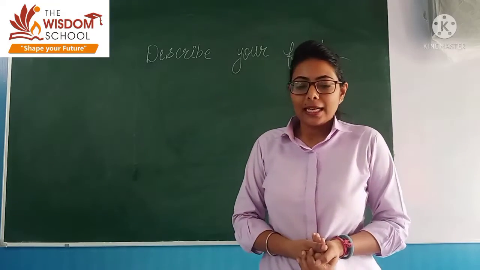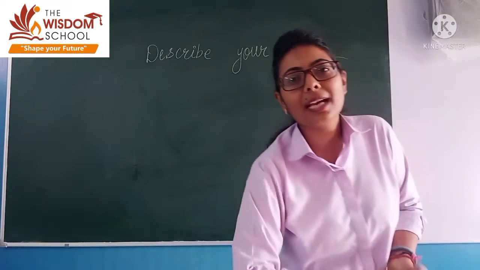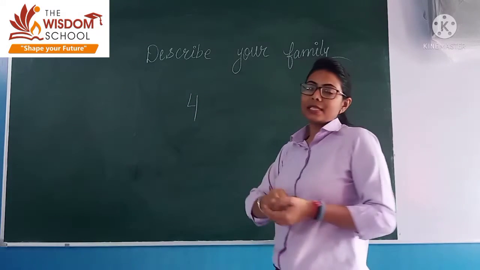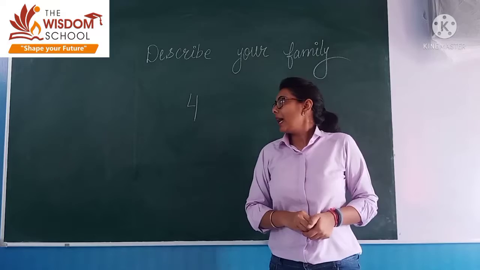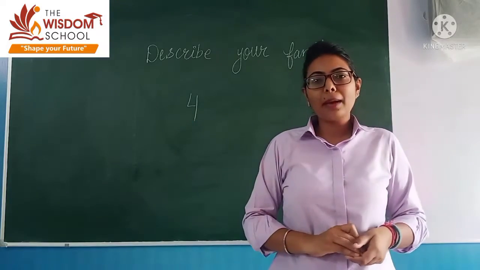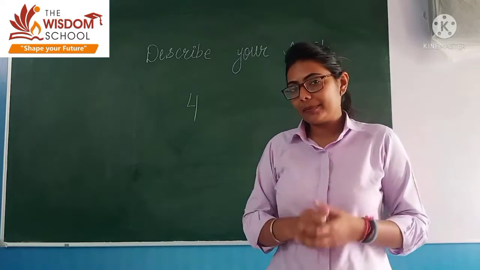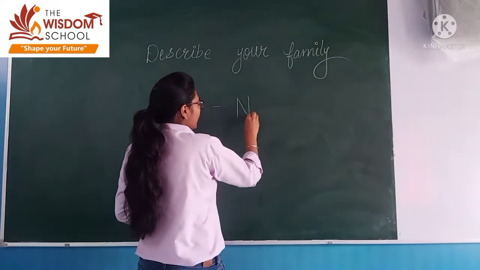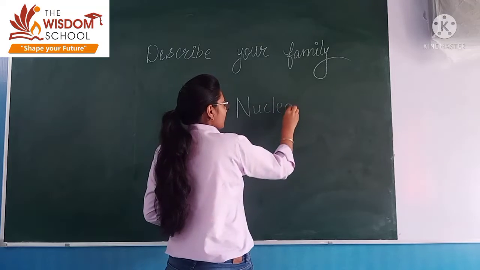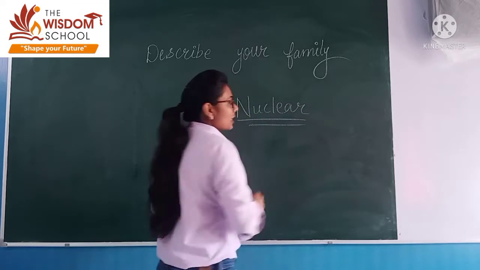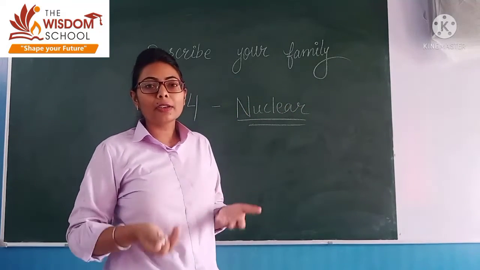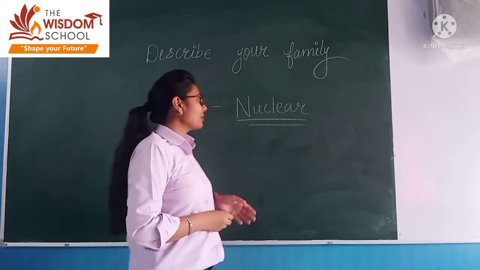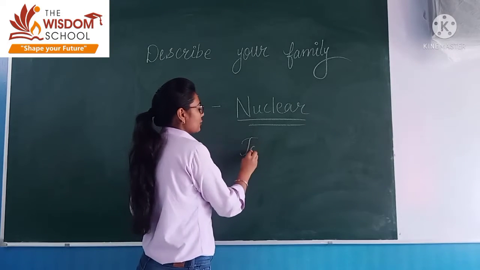Okay, so children, let's begin with how many members there are in your family. For example, if there are 4 members in your family, that is a nuclear family. Okay, we call that family a nuclear family. And when you have grandmothers and uncles and aunts who stay with you, that family is known as a joint family.